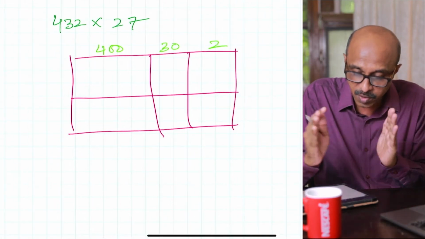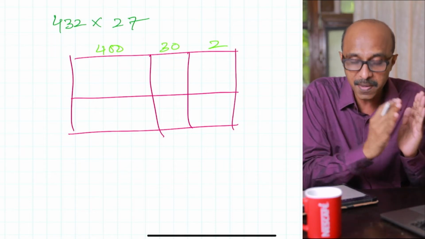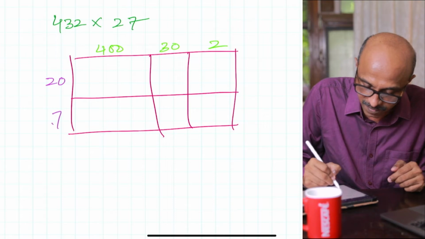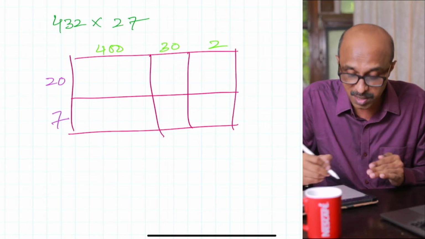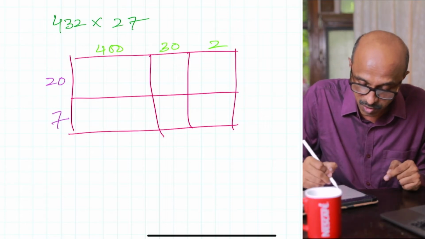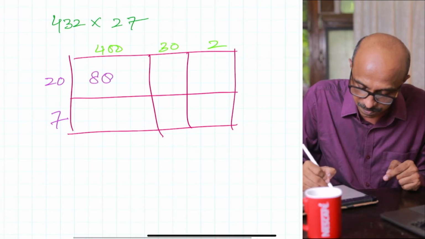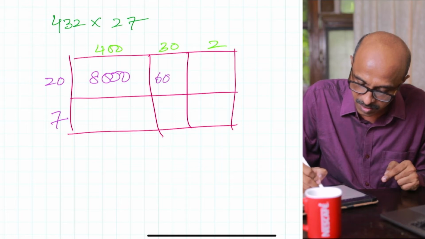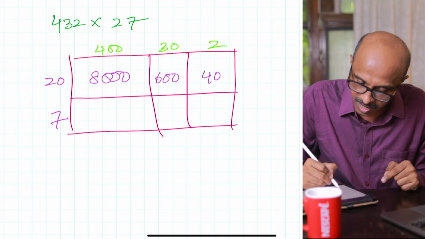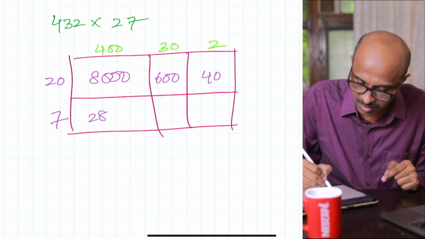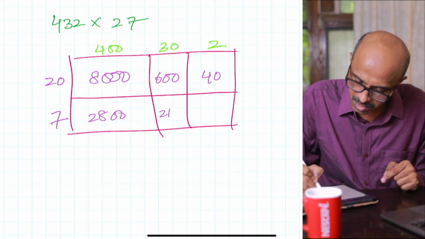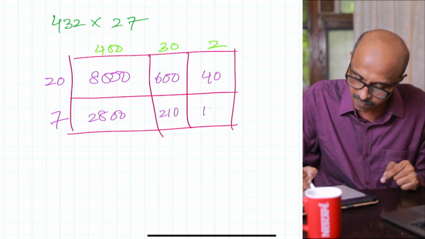So it's 432, and in the same way, the place values are upheld. 27 can be chopped down to 20 and 7. Now, these are simpler numbers to multiply. So 400 times 20 should be 8,000, and 20 times 30 should be 600, and 20 times 2 should be 40, and this should be 2800, and this should be 210, and this should be 14.